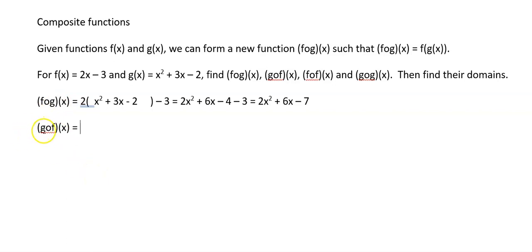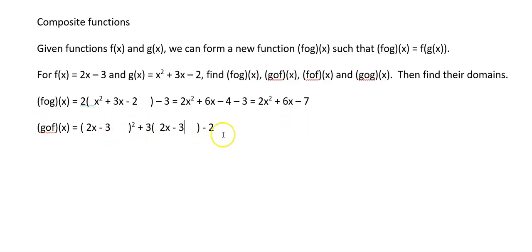All right, so let's look at the order here. g comes first. So we want to put parentheses into all of the x's of g. So I'm going to put a parenthesis there and a parenthesis there. So I'll have parentheses squared plus 3 times parentheses minus 2. All right, now f is second in the notation, so we're going to drop f into both of these sets of parentheses. So we'll drop 2x minus 3 in here and 2x minus 3 in here.